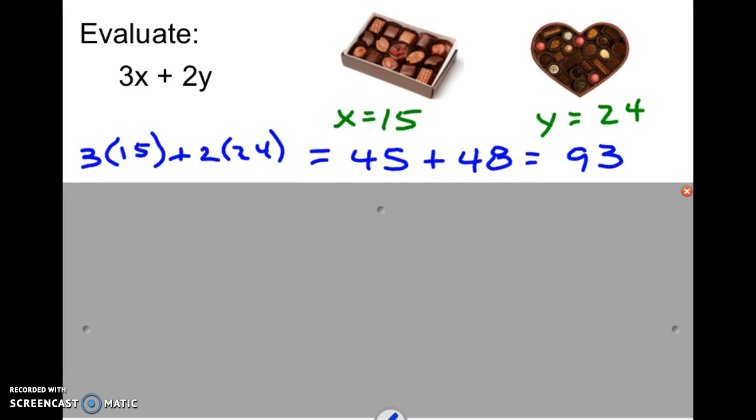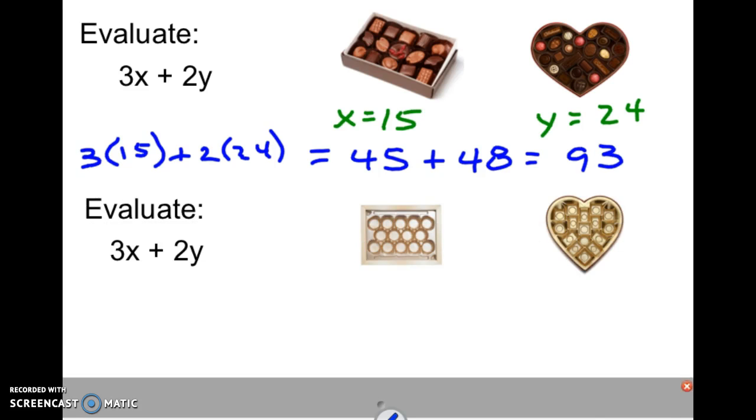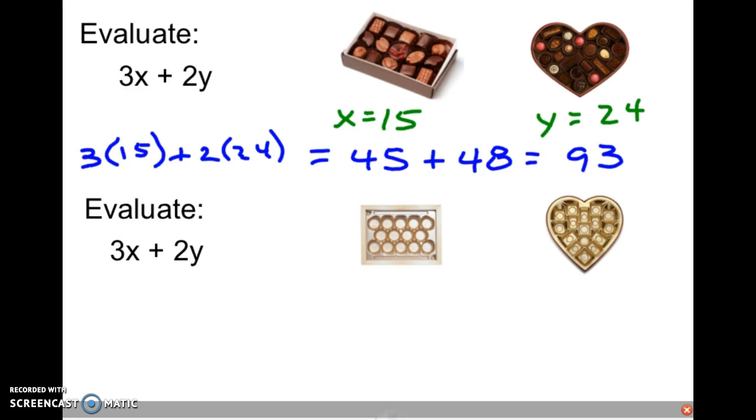Now, the great thing about variables is you can stick in other numbers. Let's say that really isn't the size of the boxes we got, but instead, the rectangular box only has 14 pieces of candy, and the heart-shaped box only has 16 pieces of candy in it.